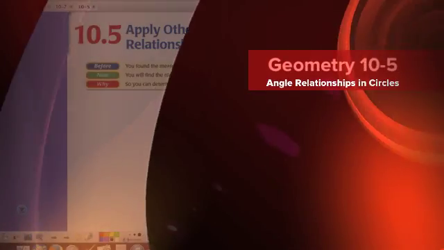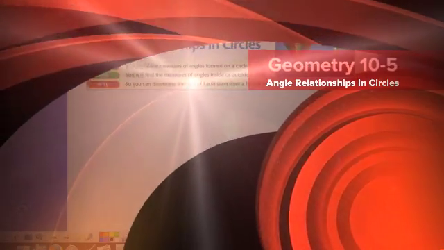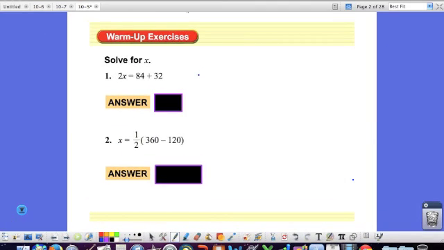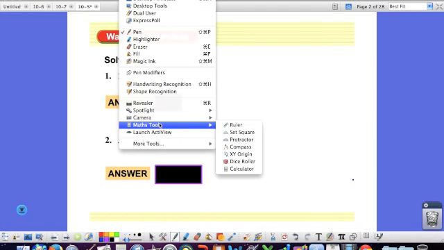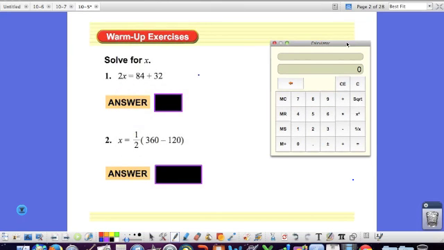In this lesson, you will find measures of angles inside or outside a circle. The warm-up. 2x, I lost it. So for the warm-up, 2x equals 84 plus 32. 84 plus 32 is 116, divided by 2 is 58.